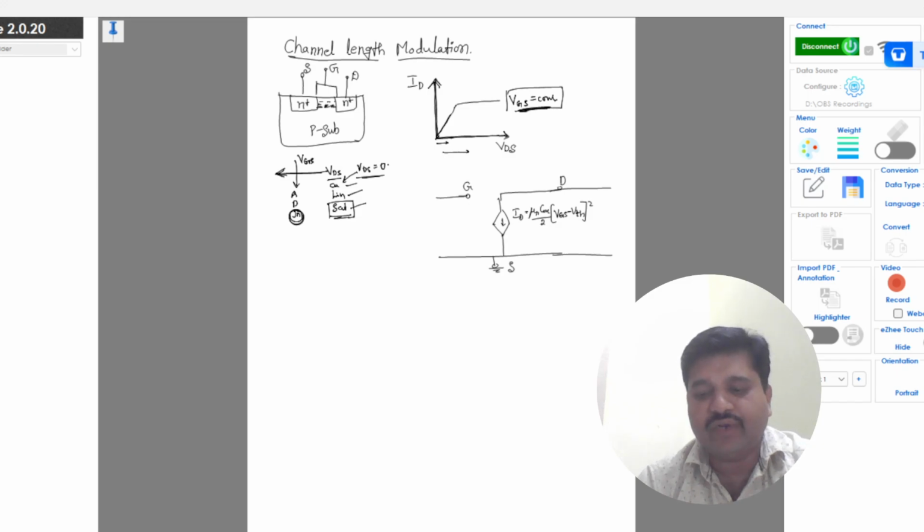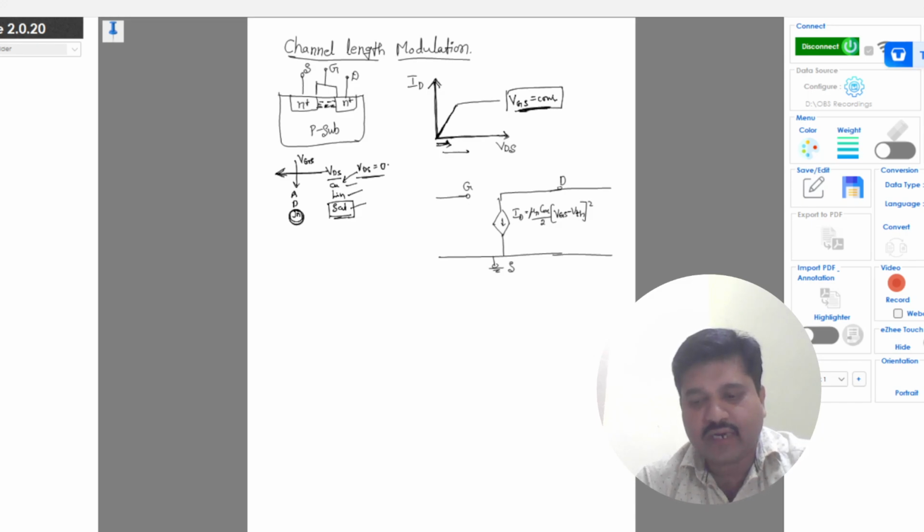Now when VDS starts increasing, the current also starts increasing. That means the difference in potential has enough strength for the electrons to cross the junction and move from the source terminal to the drain terminal, because the drain is positive with respect to the reference, ground or source. That is how the current starts increasing by increasing VDS. Initially, as VDS is increased, the current ID also increases linearly up to a certain voltage.